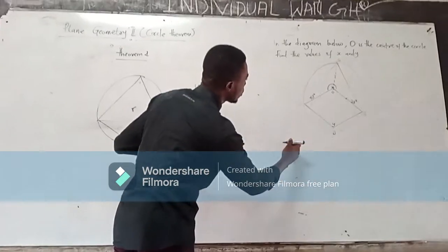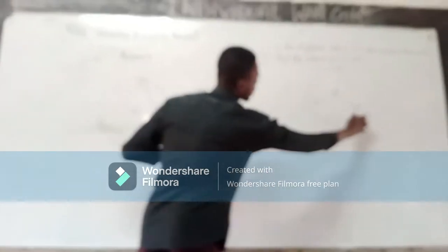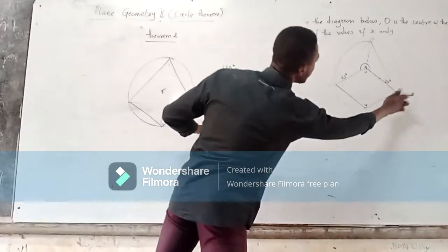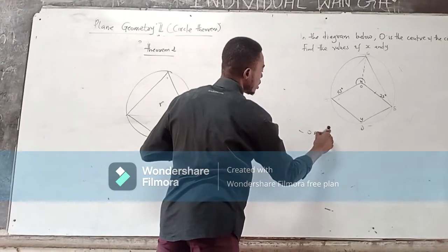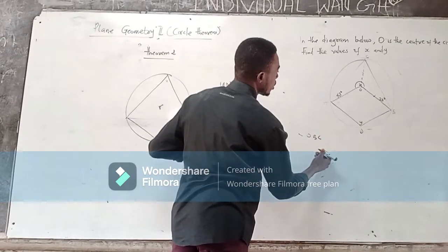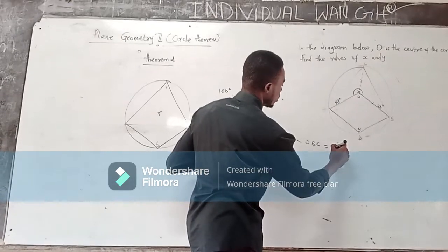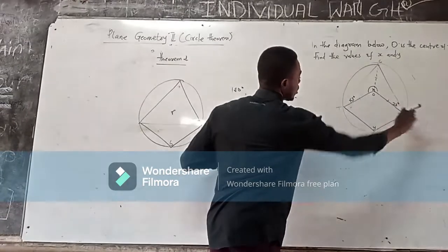Alright, so what are we saying? This angle that is here, OBC. Angle OBC is equal to angle OCB.